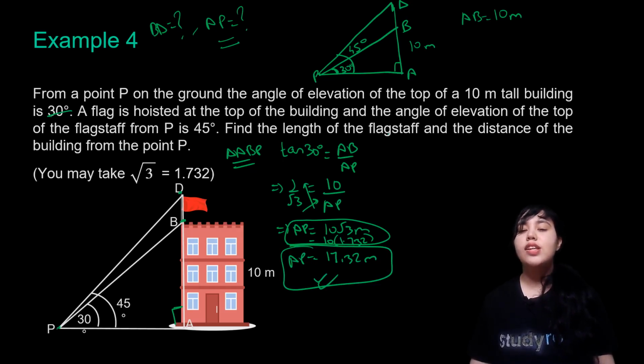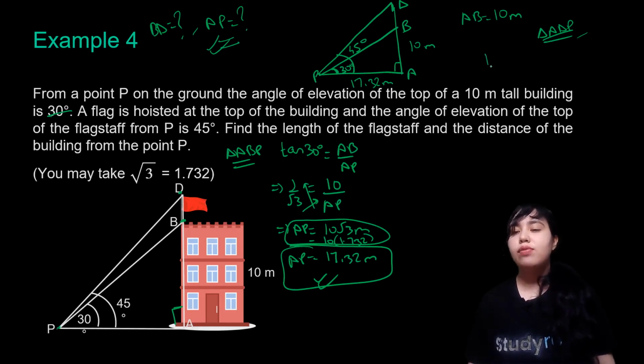Then you need to find out the length of the Flagstaff. Okay, that is BD. So this we've calculated. Now this AP is 17.32 meters. Now you can focus on this big triangle, which is triangle ADP. So triangle ADP, it is also 90 degree angle. Angle A is 90 degree. And you have this angle 45 degree. So I want to know this distance AD, okay, because from there I can get BD, right? So to get the value of AD, I can make use of tan 45 degree, or I can even make use of cot 45 degree.